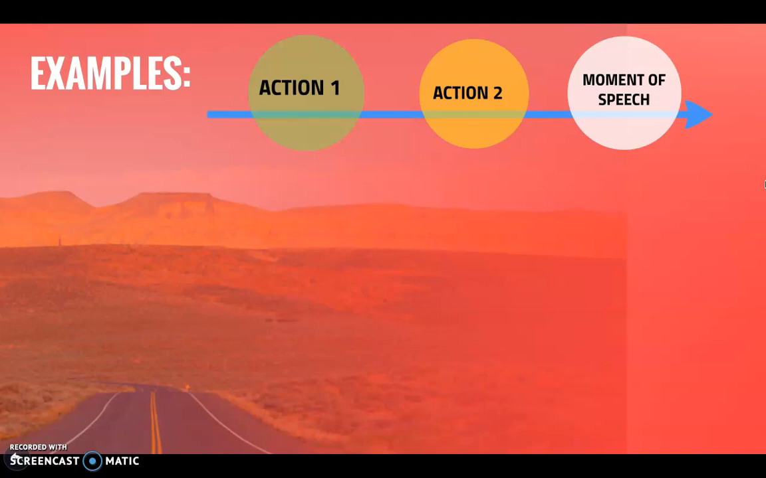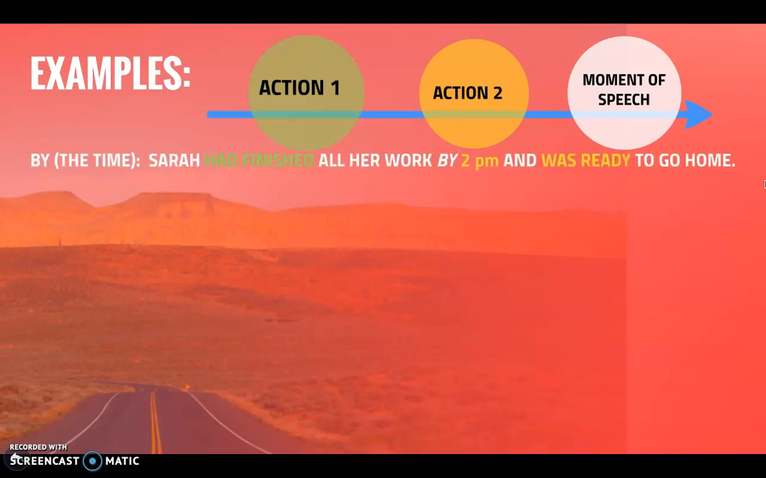I color-coded them as action 1, the one that's the past perfect, the one that's the most distant to the present moment, and then the second one, the yellow one, which is closer to the present moment but still in the past. So, if we look at by or by the time, Sarah had finished all her work by 2 p.m. and was ready to go home. Clearly, we're talking about two time frames here, two distinct ones. We've got the 2 p.m. moment when she was ready to go home, and that's the yellow action.